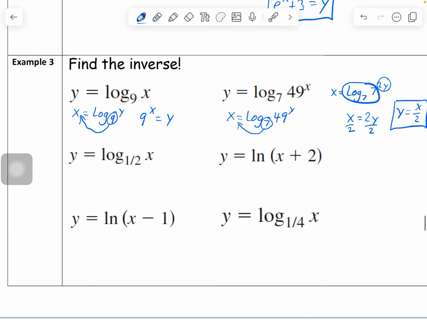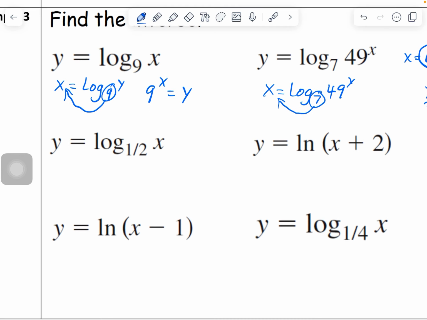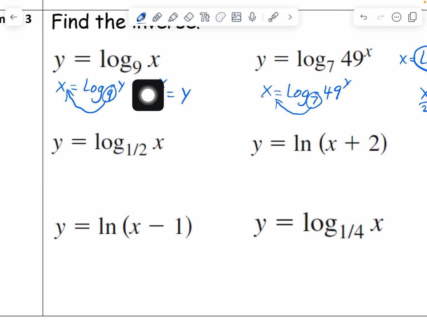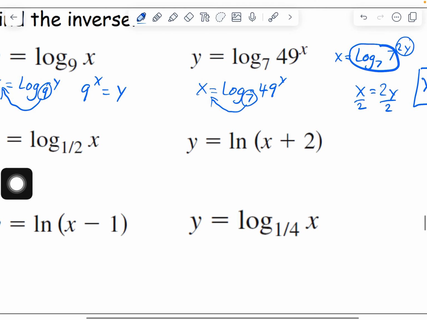Okay, that one's kind of a complicated one. You're not going to see that one as much, but let's go ahead and look at the next one here. Okay, this one is very similar to the one up above. I want to do a different one here. Let's do this one right here.